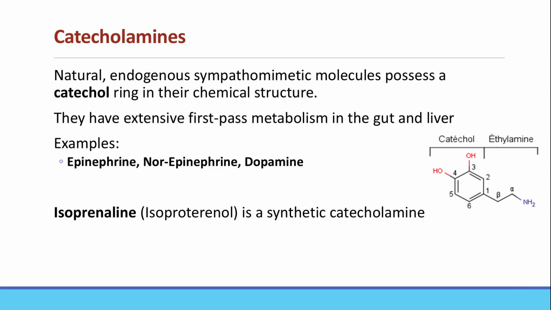Catecholamines represent the core group of endogenous and pharmacological agents in this system. Their chemical structure determines their pharmacokinetics, particularly their inability to be administered orally due to rapid metabolism. This highlights an important principle. Drug structure directly influences route of administration and duration of action.